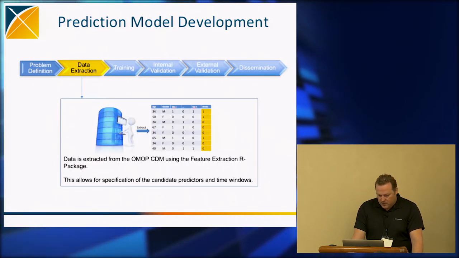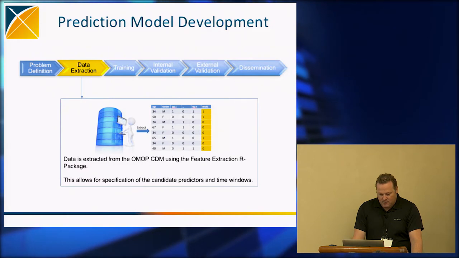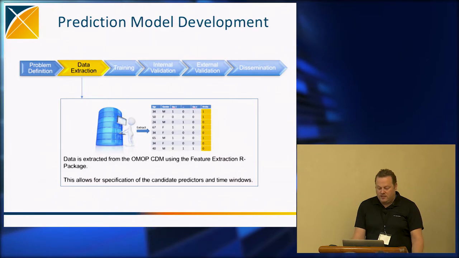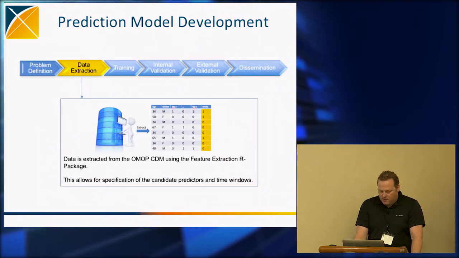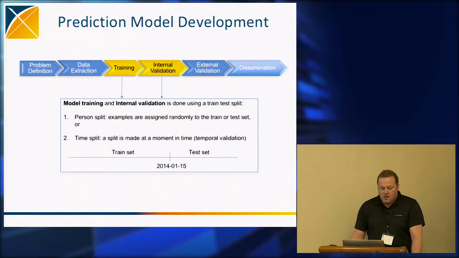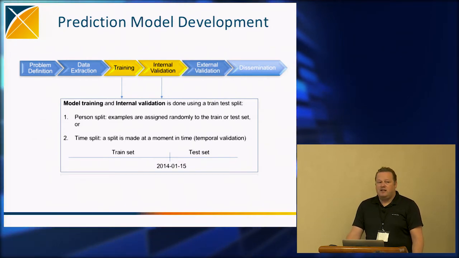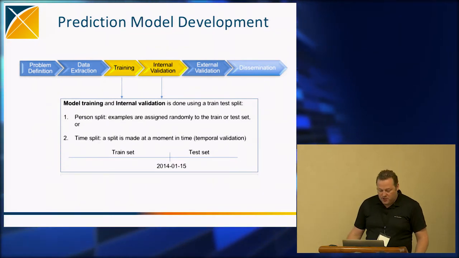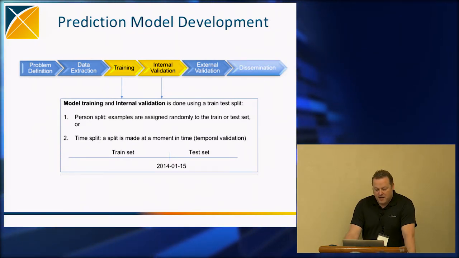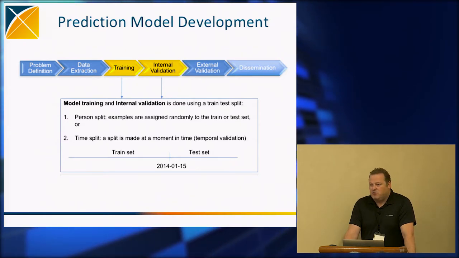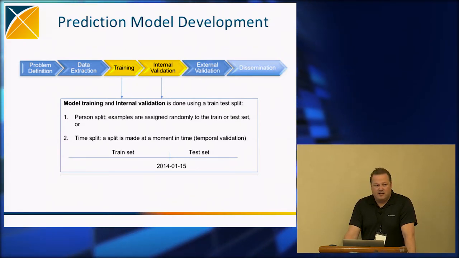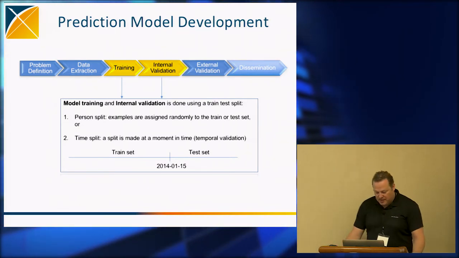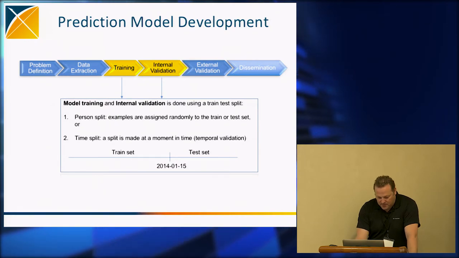Data extraction is done with a feature extraction package. You can specify the candidate predictors there, and we'll get to that also with the demonstration from Jenna. We then have to define how we're going to train and test the model, and we implemented a couple of options here. For example, a person split, where we assign randomly a patient to the train and the test set, but also time splits are implemented. So you build your model on a period in time and then predict in another period of time, so patients in that later time period.